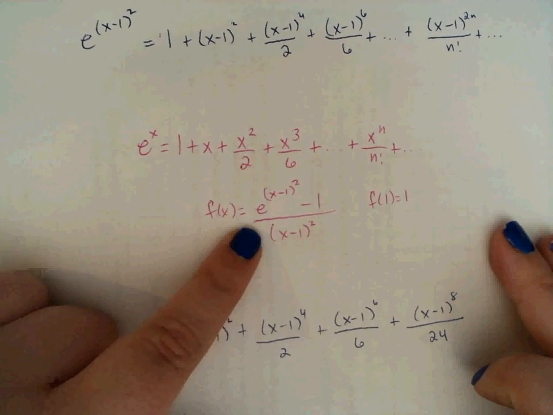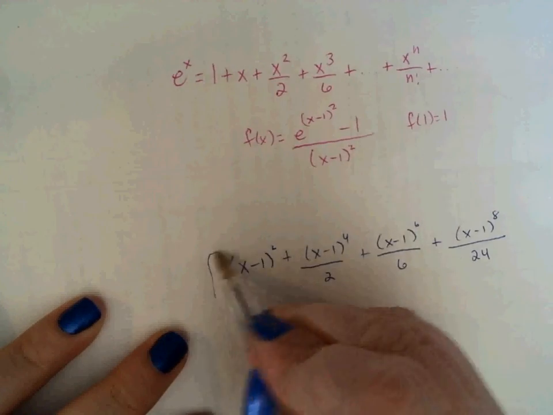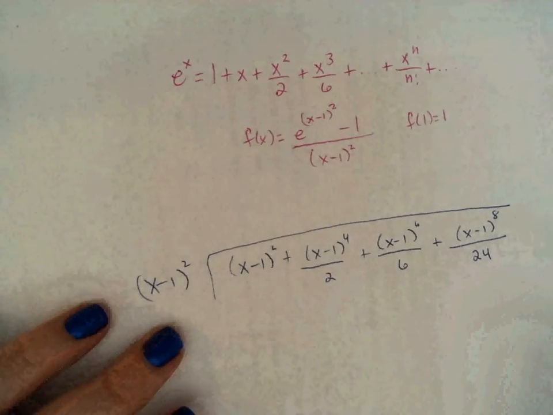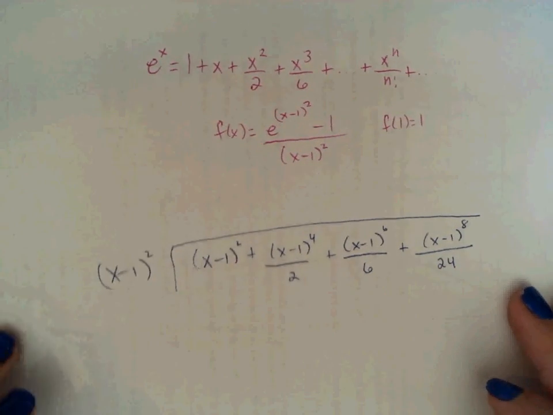Okay. So it's important that when you do these Taylor polynomials, you don't just think, oh, I can just divide by this and just divide every term. I am going to actually have to do long division by x minus 1 quantity squared.